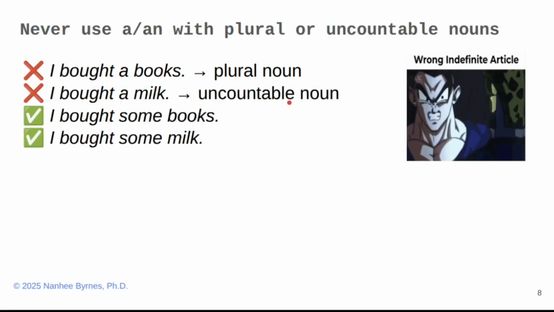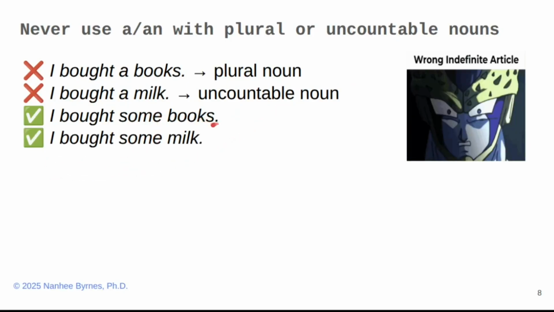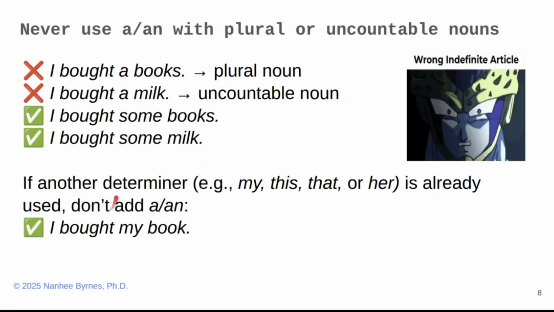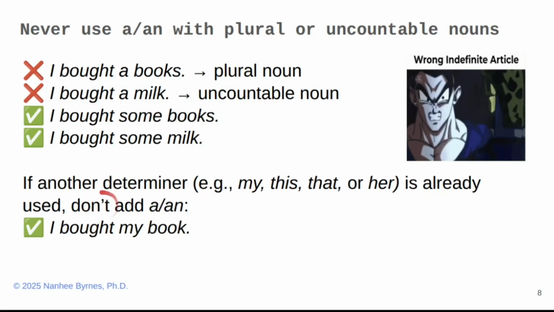Finally, if another determiner is already present, like my, this, that, or her, you don't add a or an on top of that. For instance, we say, "I bought a book," or "I bought my book," but never, "I bought a my book."